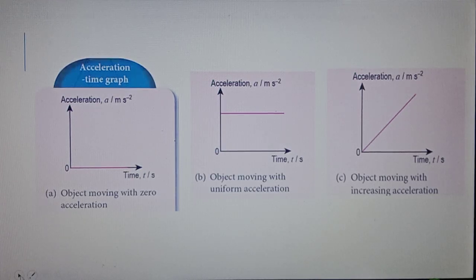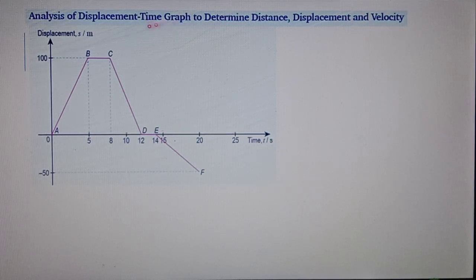Okay, let's look at an example. How to analyze the graph in order to determine distance, displacement, and velocity. The first example is a displacement against time graph. So the given graph is like this. Okay, so now we want to analyze part by part.